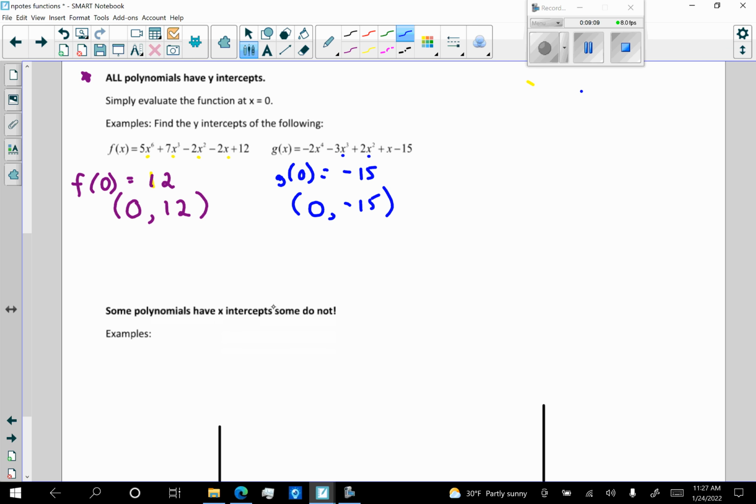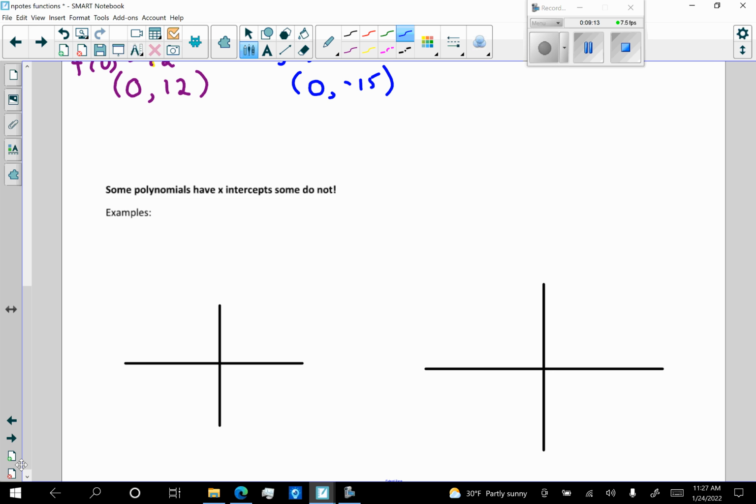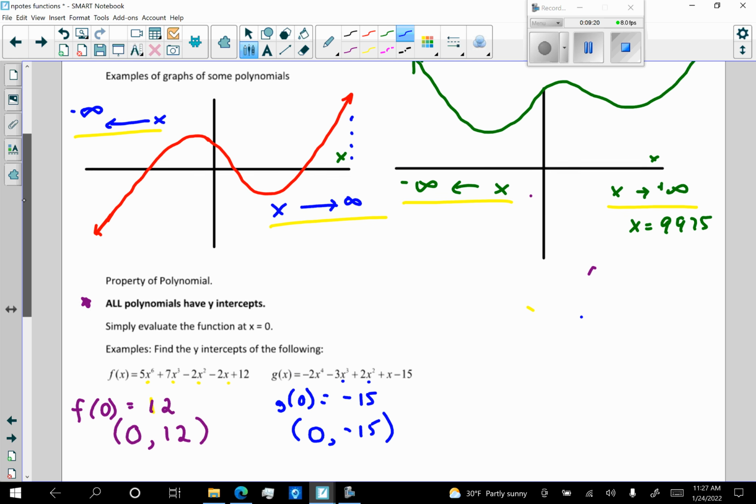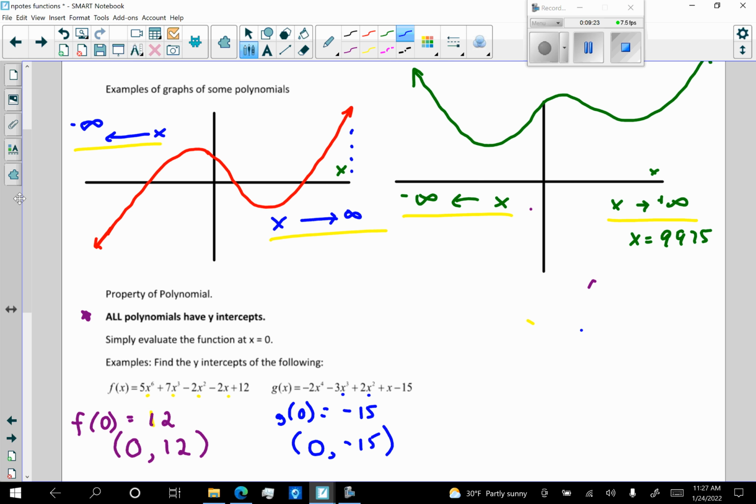Some polynomials have x-intercepts and some do not. Hey, look what I'm going to do. I'm going to show you a couple more examples. If I go up here to look at these, this particular graph here, this guy has 3 x-intercepts. 1, 2, 3. This guy has no x-intercepts. This guy has no x-intercepts. This has 3 x-intercepts. Oh, look. They certainly both have y-intercepts. All polynomials have y-intercepts. Not all polynomials have x-intercepts.